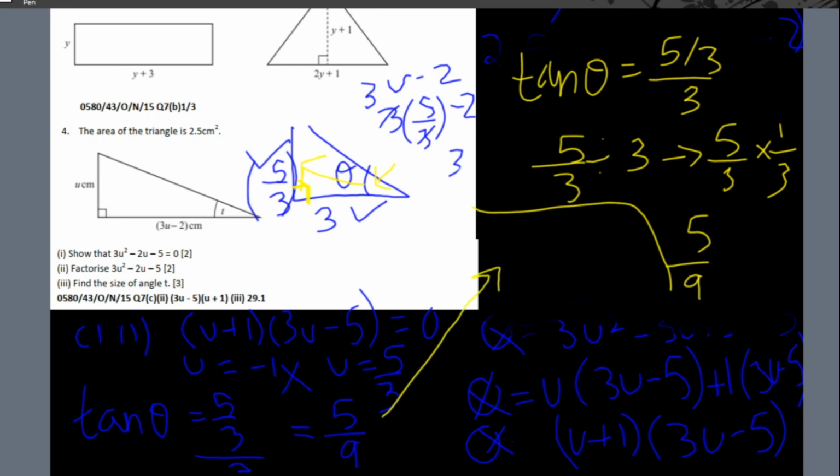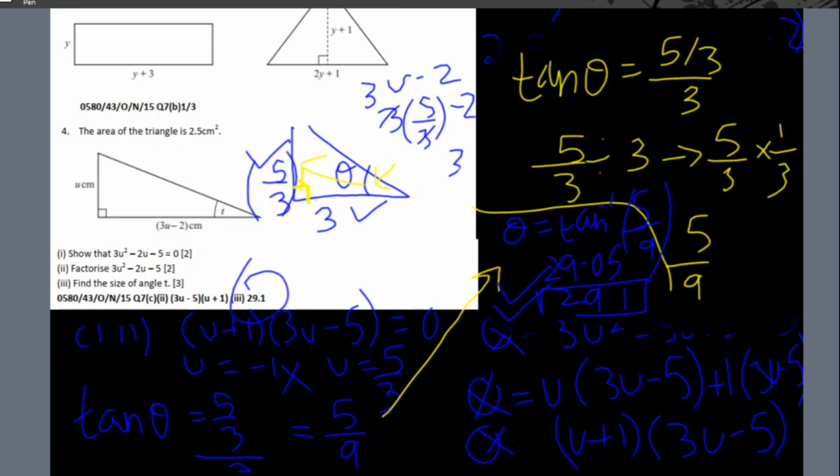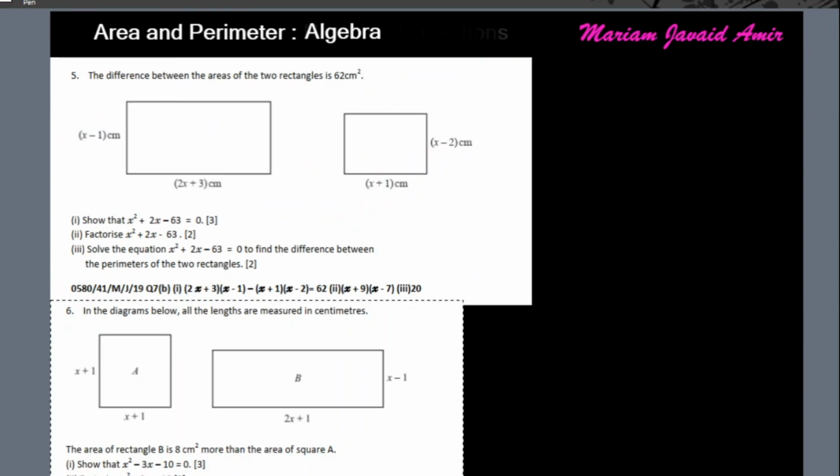So in our calculators, we'll now enter theta equals tan inverse 5 by 9, which is 29.05, and angles are always rounded off to 1 dp, so 29.1, 1 decimal place. This is the answer for question 4. Question number 5.